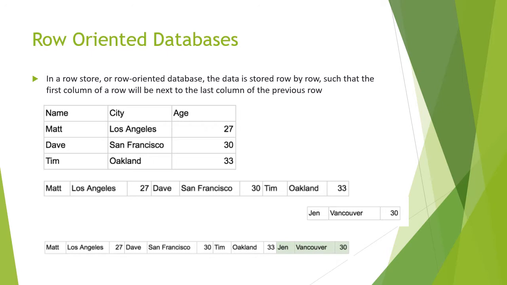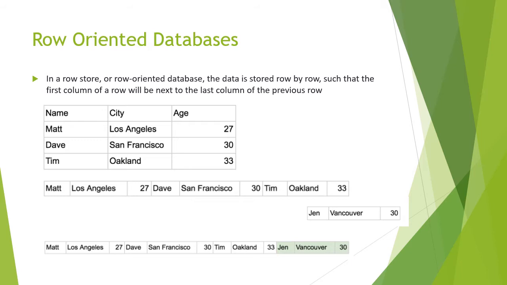So if a new row is inserted, like Jen, the newly inserted data will be appended to the structure of the rows. Nothing but a row oriented database will always get stored on disk at row level, or row based. So this is a known thing, and column oriented is just the opposite.